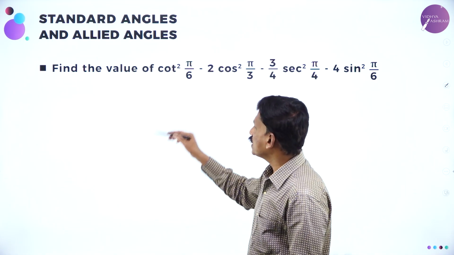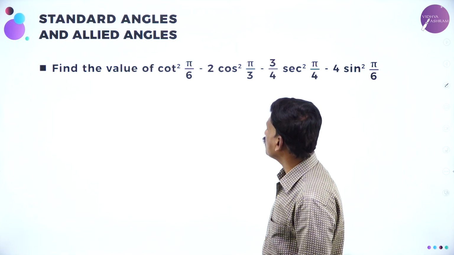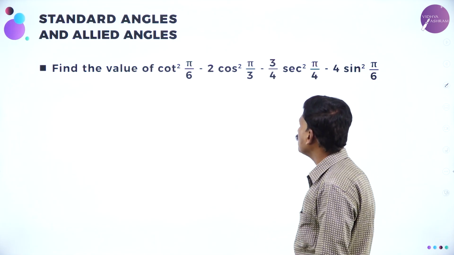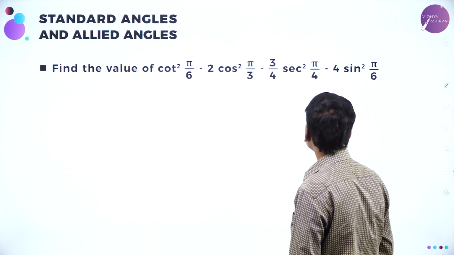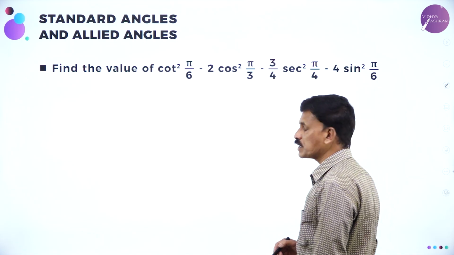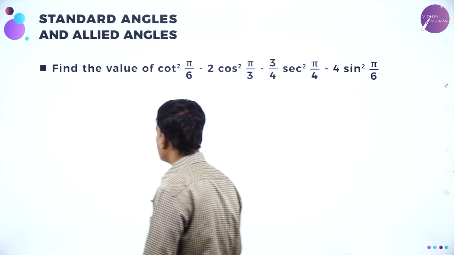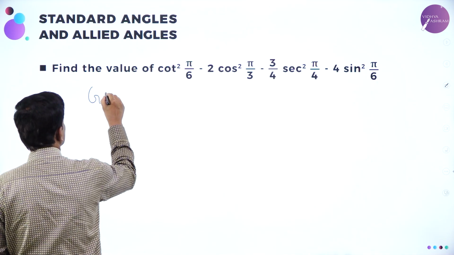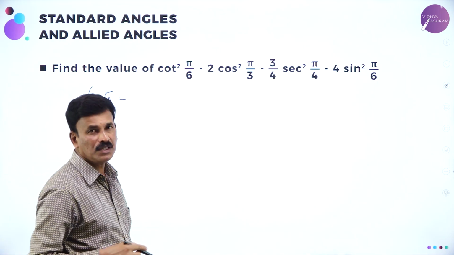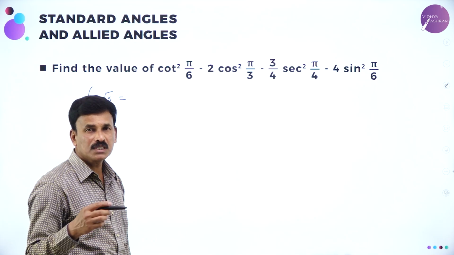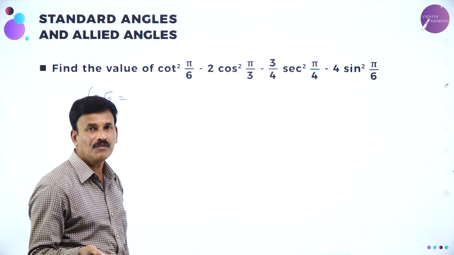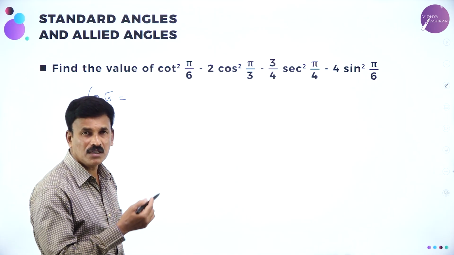Now, let us move on to the next problem. Find the value of cot square pi by 6 minus 2 cos square pi by 3 minus 3 by 4 secant square pi by 4 minus 4 times sin square pi by 6. So, the given equation here, just finding the value of this given equation. Previous problem was just solving for x, finding the value of x, but here just finding the value of this equation.